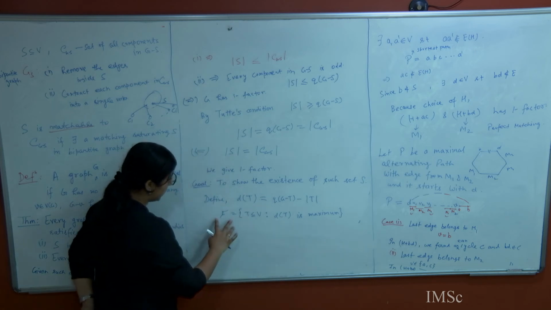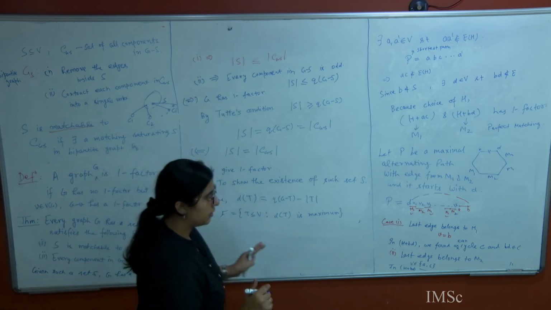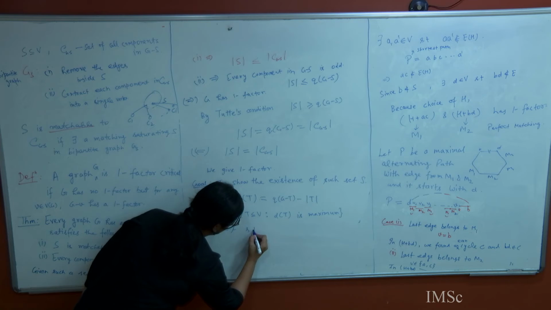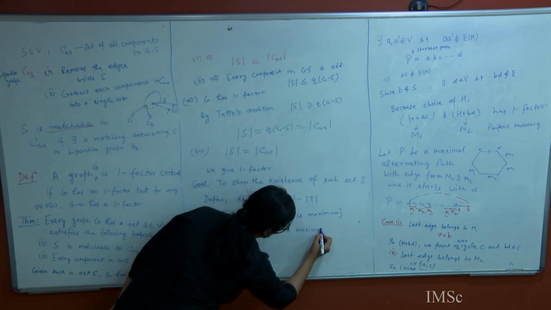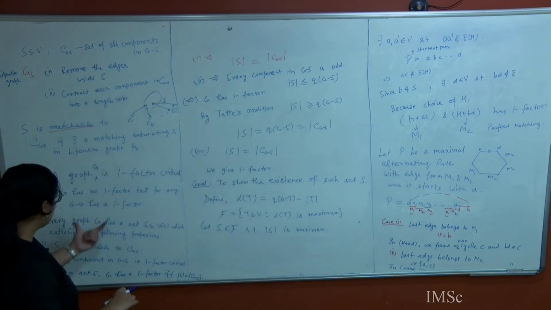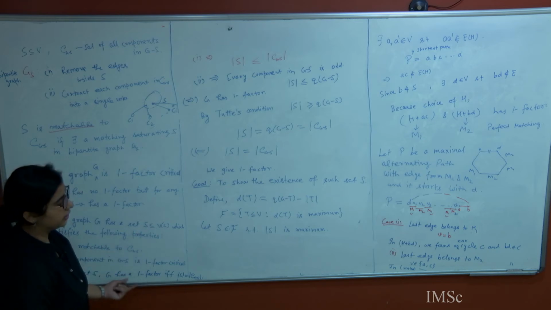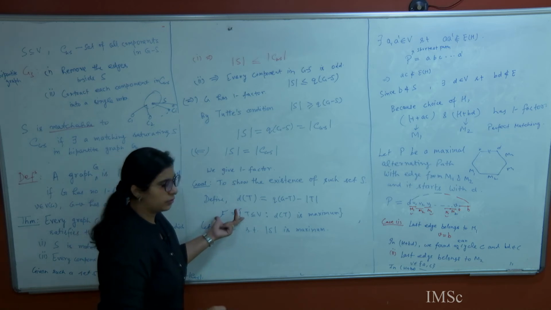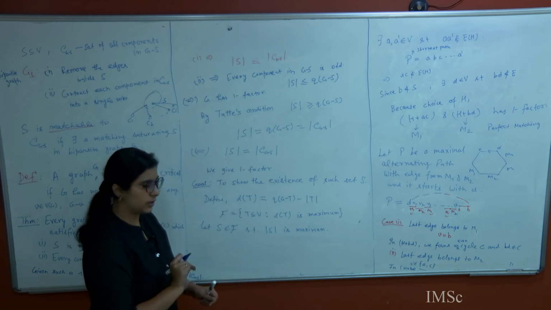And now, from this family I am choosing one set which has the largest cardinality. So let S be some set from the family F such that the cardinality of S is maximum. Basically, we want to find such a set S which satisfies these conditions. I am taking a candidate from this family which fails Tutte's condition very badly, the worst.